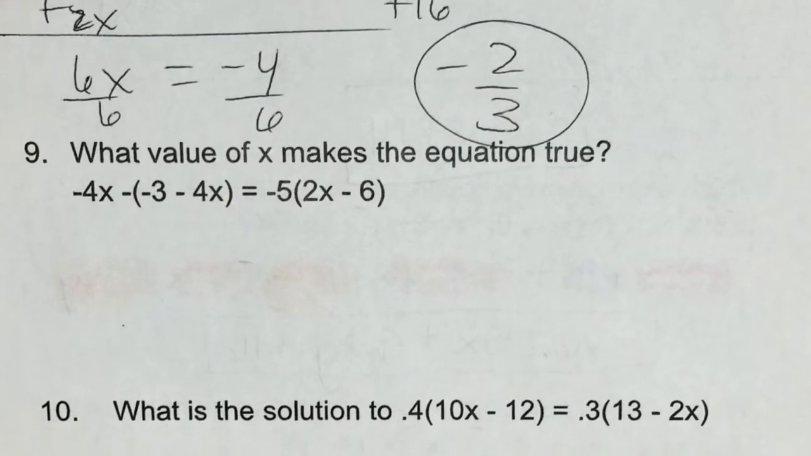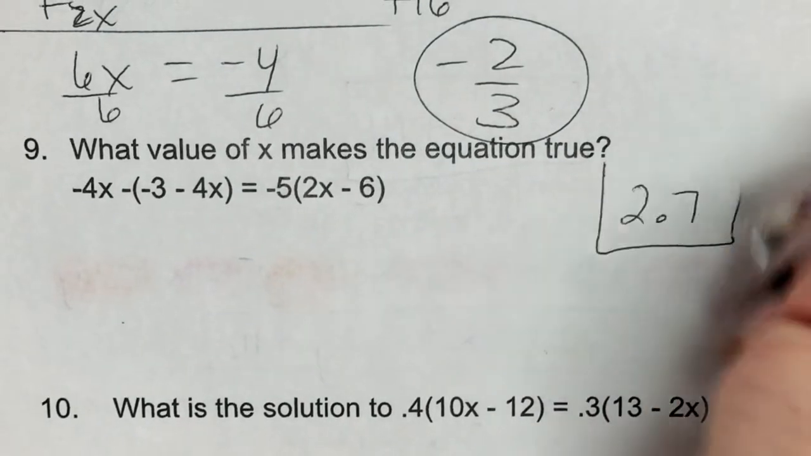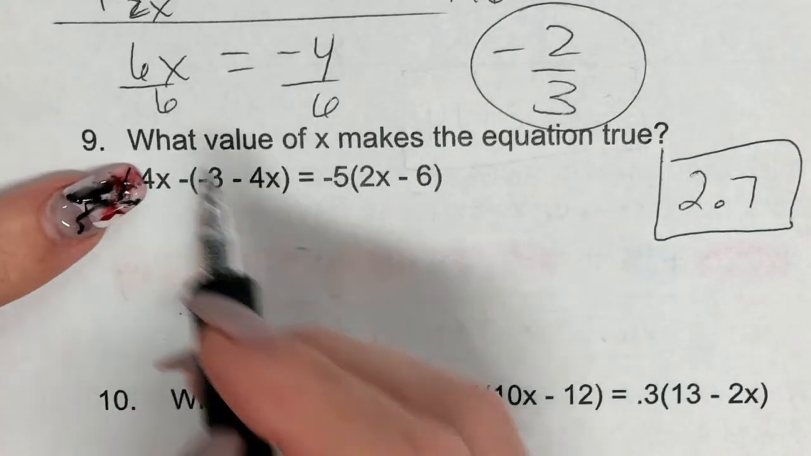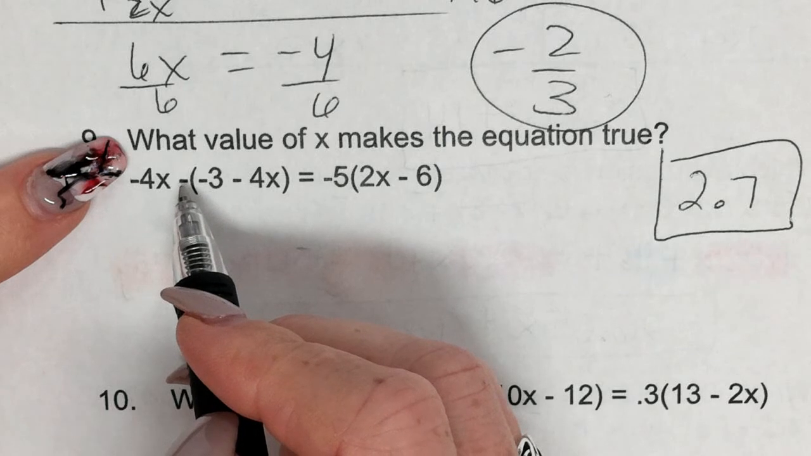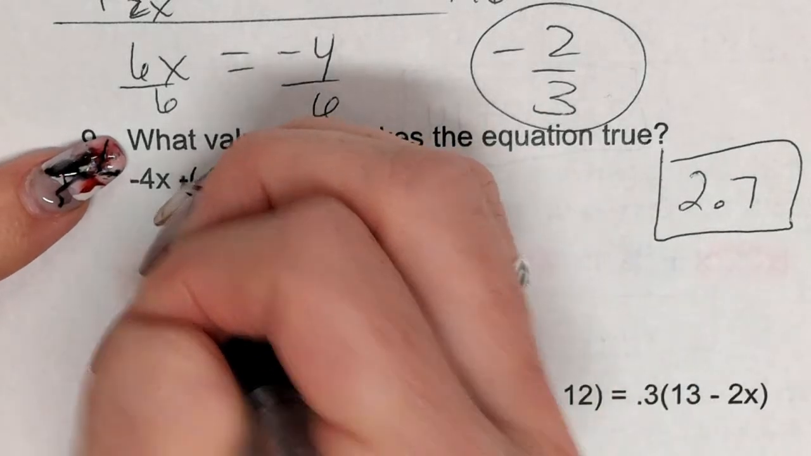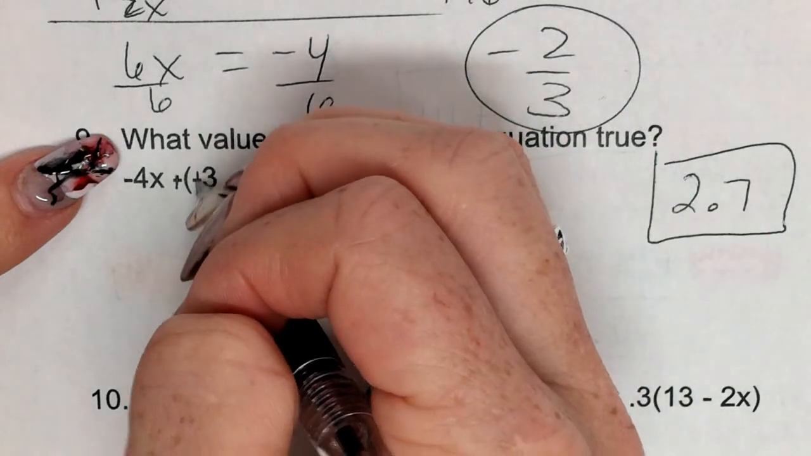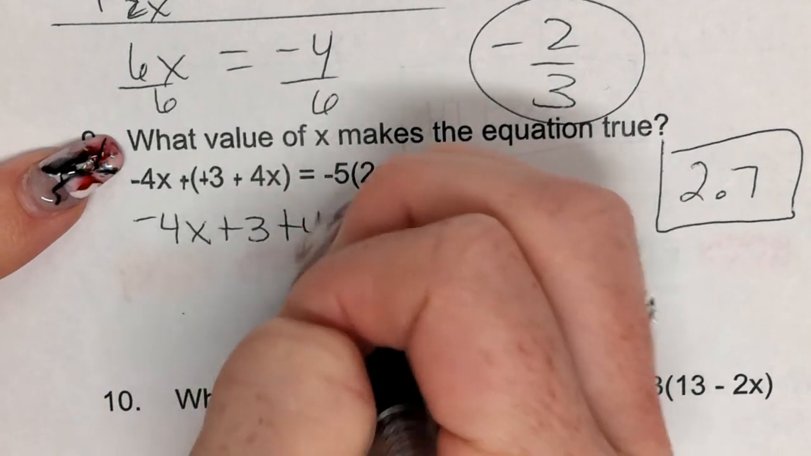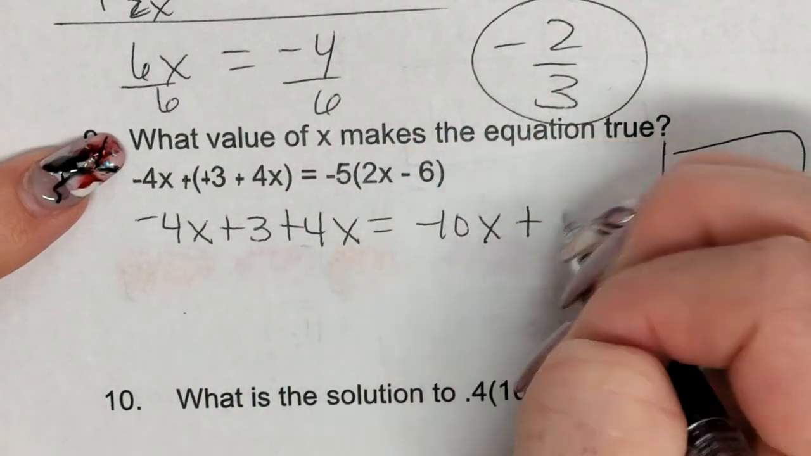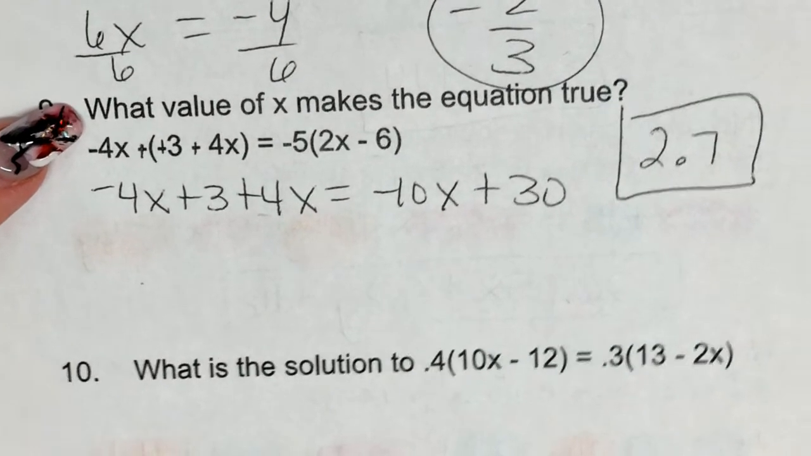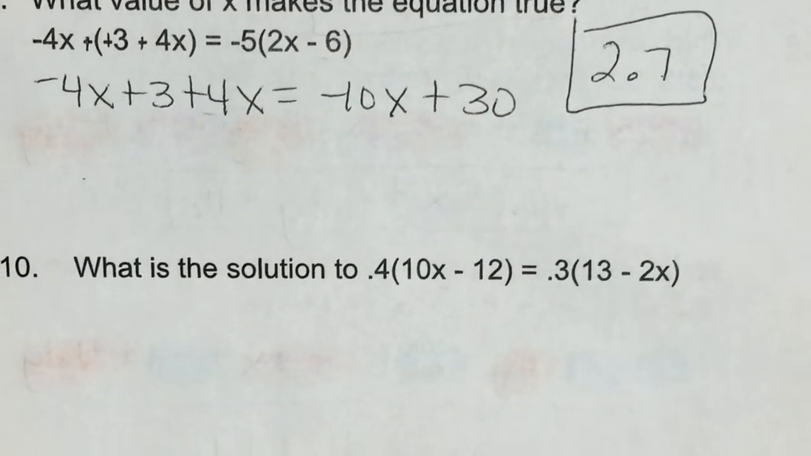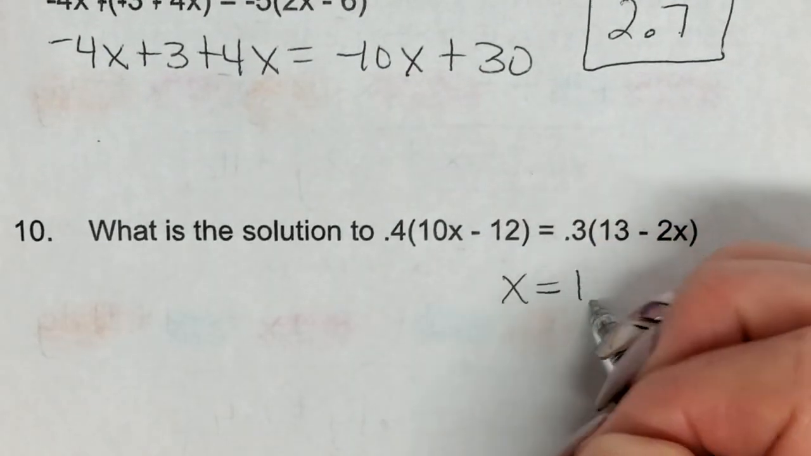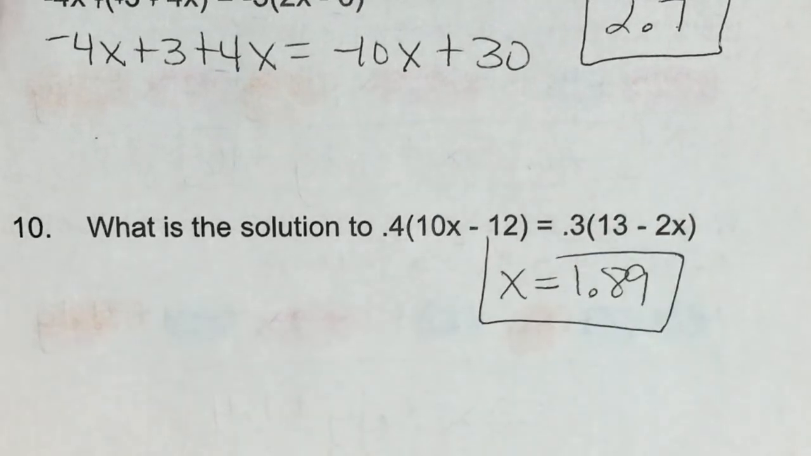Okay, number 9. If I put it in my calculator, I get 2.7. Do I need to keep showing y'all the calculator? Y'all got that? Okay. But if I wanted to do this by hand, how would I distribute this? Change everything. So this would change to plus. This would change to plus. This would change to plus. Yes? So you would have negative 4x plus 3 plus 4x equals negative 10x plus 30. Then you would solve, and that's your answer. And the last one, I'll just go ahead and give y'all the answer so you can check it tonight. It's going to be x equals 1.89, and that is rounded to the hundredths place.